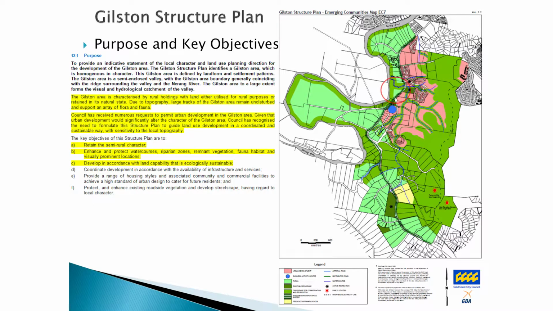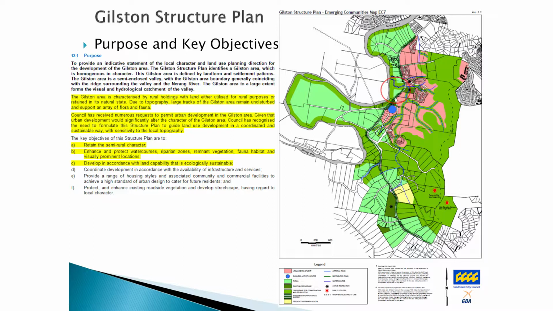So the Gilston structure plan has some key purposes and objectives. It's characterised by rural holdings with land either utilised for rural purposes or retained in its natural state. Due to topography, large tracts of the Gilston area remain undisturbed and support an array of flora and fauna. Our council has received numerous requests to permit urban development in the Gilston area. Given that urban development would significantly alter the character of the Gilston area, council recognises the need to formulate the structure plan to ensure development is coordinated.